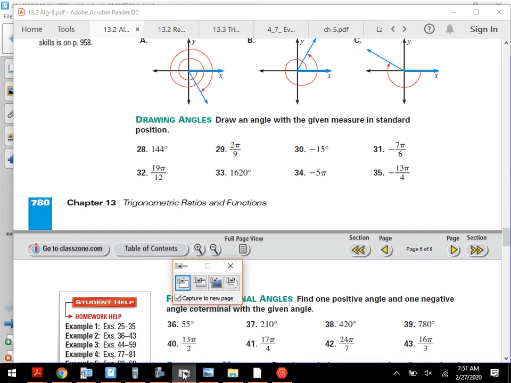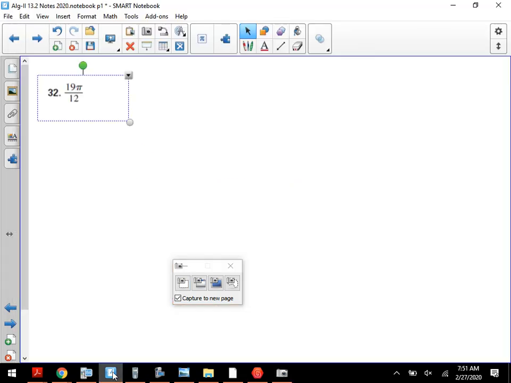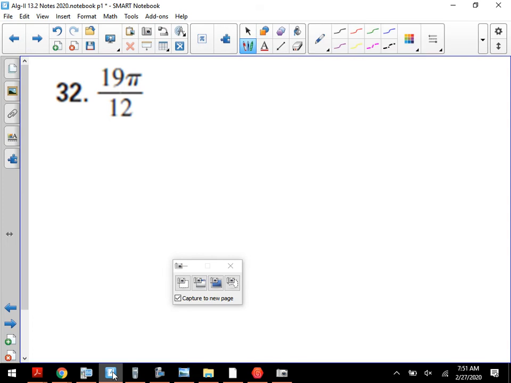You have to work with radians to find coterminal angles, or to draw the angle. The easiest thing to do, whenever you have a top-heavy fraction like this, is rewrite it in terms of a mixed number. So 12 goes into 19 once, and there's 7 left over. Someone in third hour asked, can we write this as 1 pi and 7 pi over 12? And I said, yes, that makes total sense.